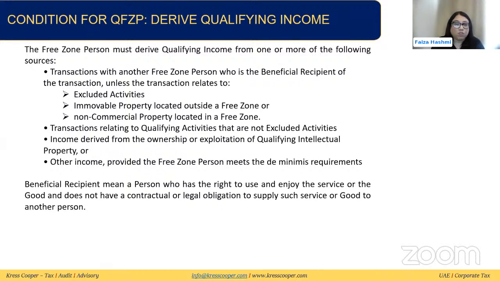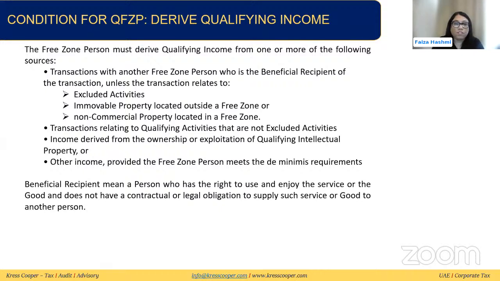Then qualifying income is also any transaction which the free zone person is doing with someone who is not a free zone person, but which is part of the qualifying activities. That can be part of the qualifying income. Again, there are certain activities provided in the law which are qualifying activities, which Mahar will be discussing in detail. So if we are undertaking one of those activities with a non-free zone person, and they are not part of the excluded activities list, they are part of the qualifying income.